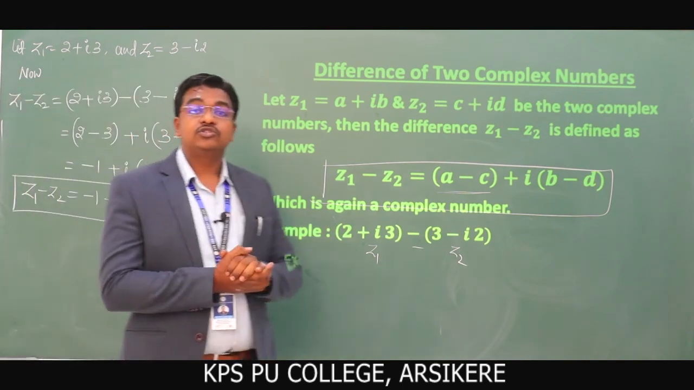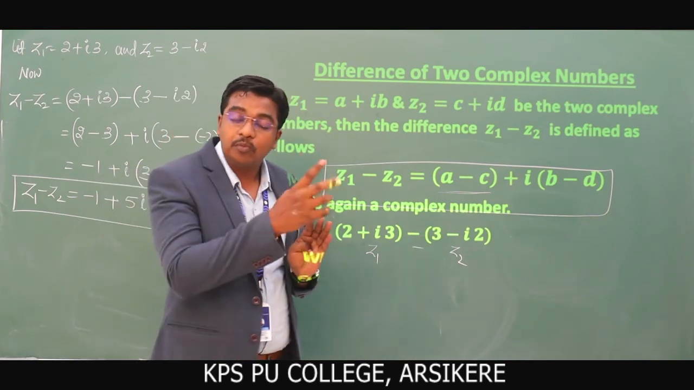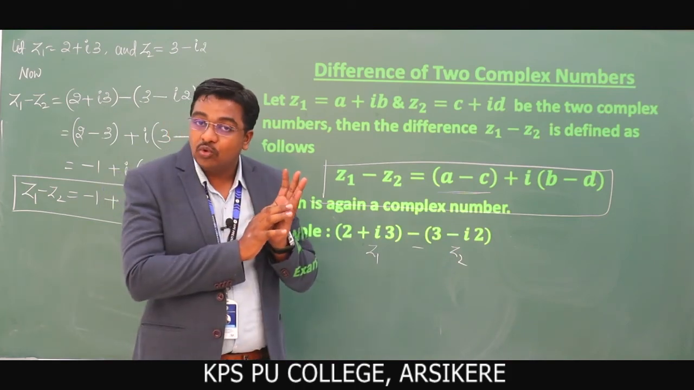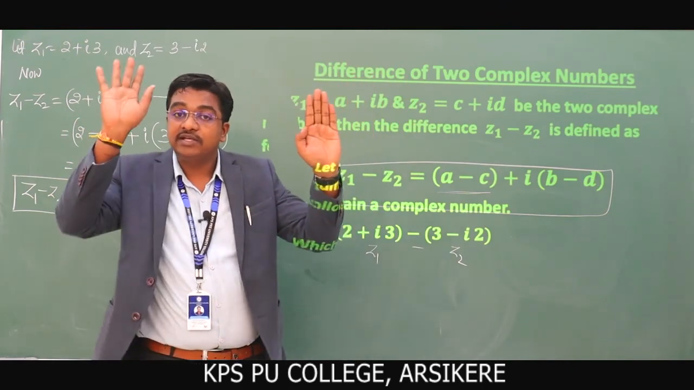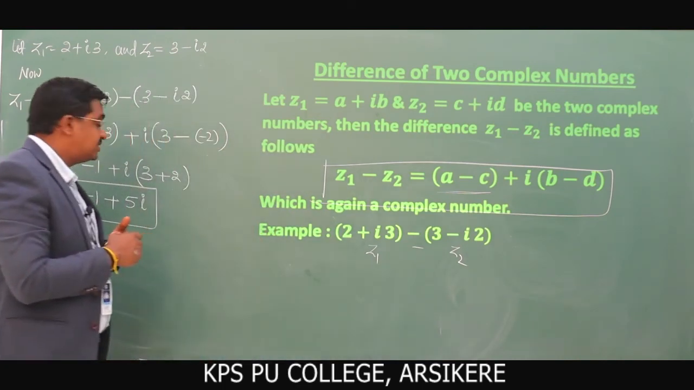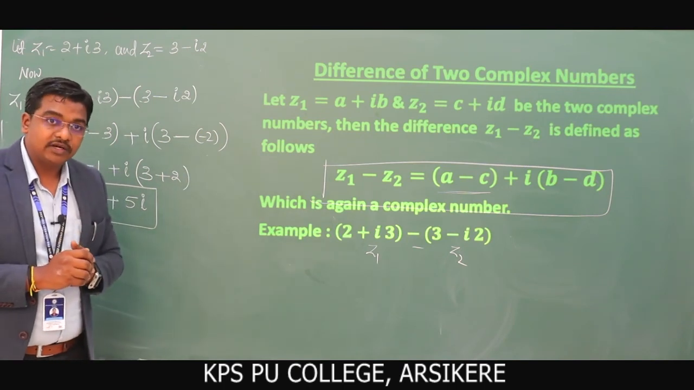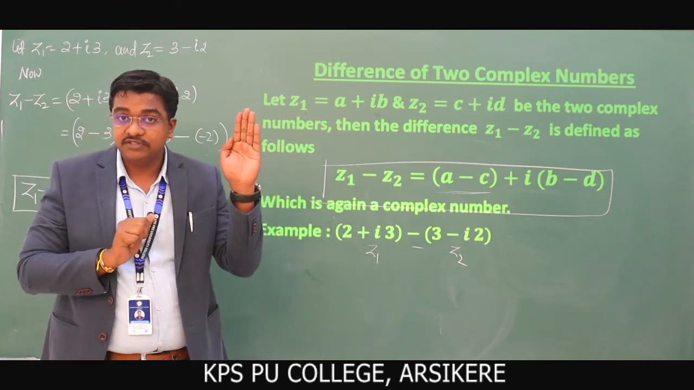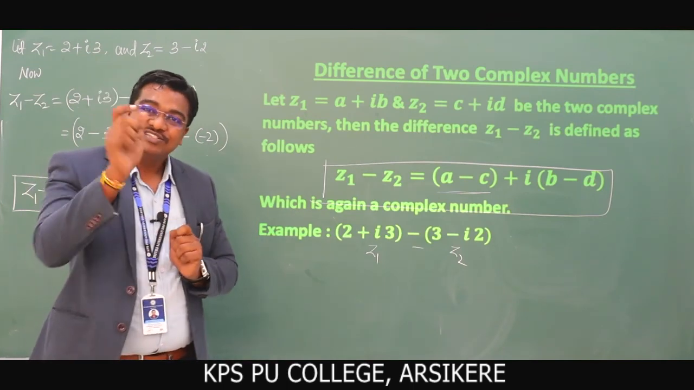Now dear students, in this class we had a discussion on addition of two complex numbers and their properties, and second, difference of two complex numbers. In addition of two complex numbers, if I take z1 and z2, real part of z1 plus real part of z2 plus I times imaginary part of z1 plus imaginary part of z2. In the case of difference of two complex numbers, z1 minus z2, real part of z1 minus real part of z2 plus I times imaginary part of z1 minus imaginary part of z2.